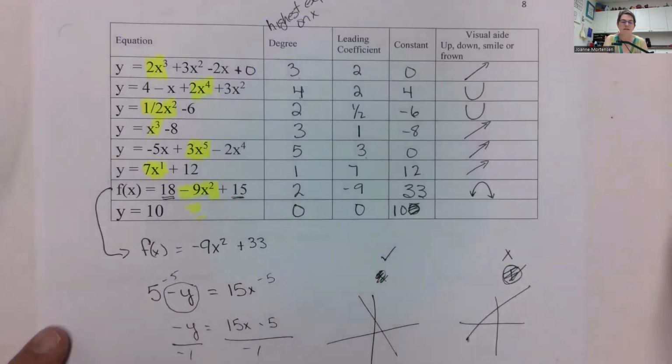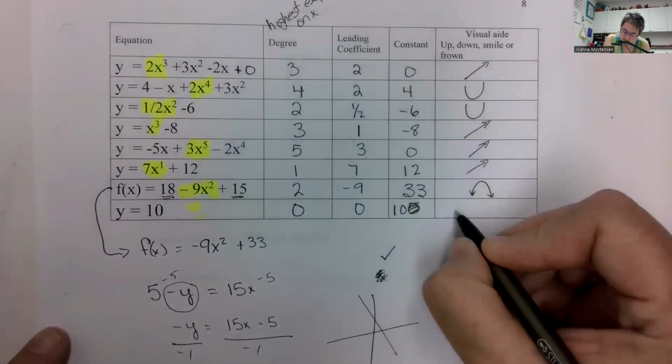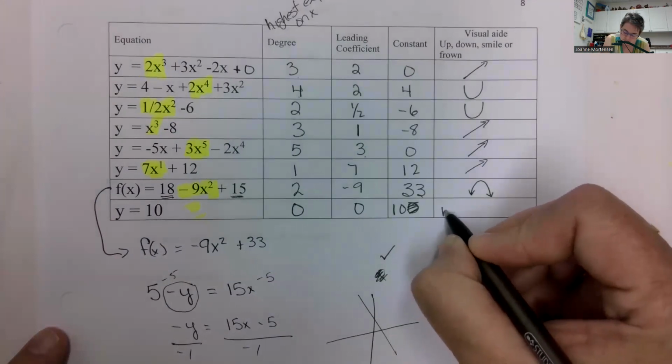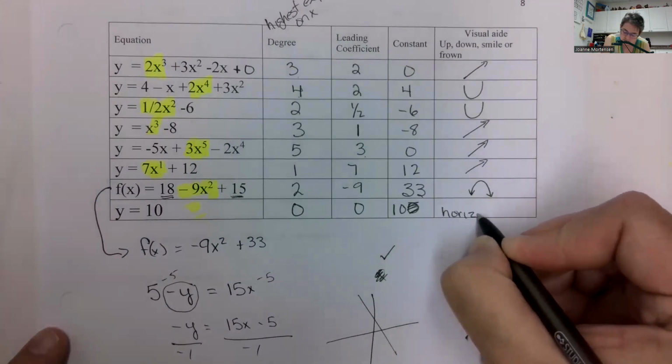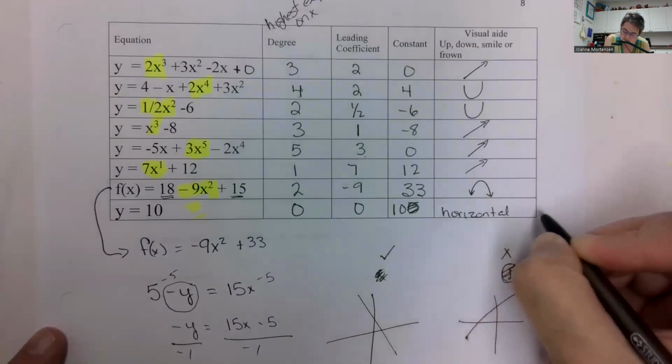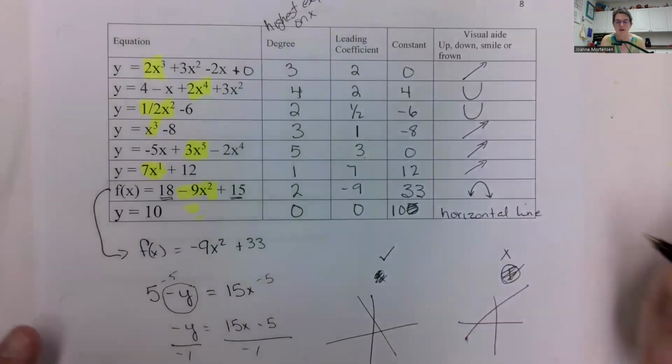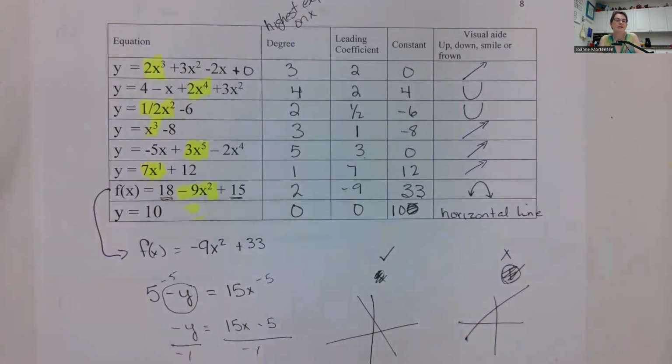And number 10 was a ridiculous question. It's actually going to be a horizontal line. Probably should take that out of there, but it's in the video now.